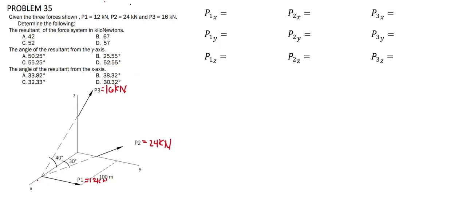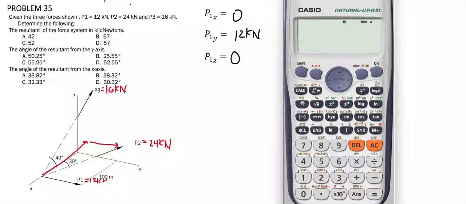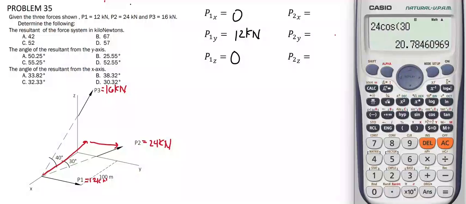Now for P1, it has no x and z component, only a y component that is equal to 12 kilonewtons. And for force P2, that lies on the xy plane, it has both x component and y component. To solve for the x component, we utilize the cosine function to get the adjacent side. There's an angle of 30 degrees. Now to solve for P2 x component, we multiply P2 by cosine of 30 degrees. We get 20.78 kilonewtons.